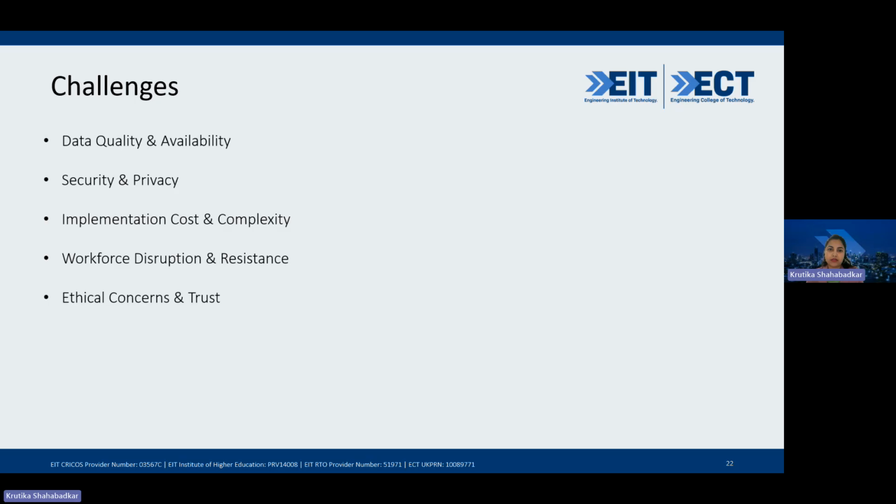Also, let's not forget the human factor. The workforce resistance is real, right? Not everyone is thrilled about AI taking over critical or skilled tasks. So, change management is crucial. And finally, we've got ethics and trust. Can we really trust these models? Who's responsible when they go wrong? Or how do we audit black box decisions, right? So these challenges aren't showstoppers, but they do demand a responsible and strategic approach.